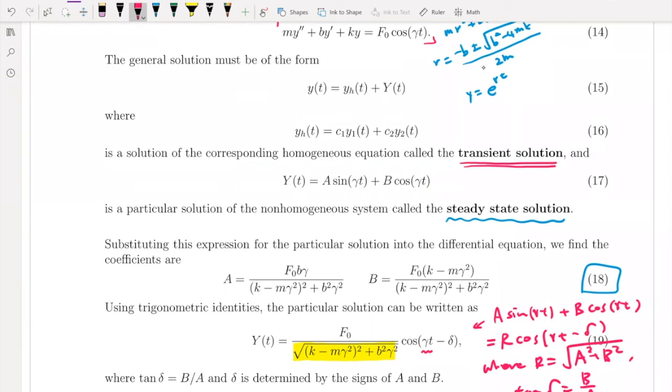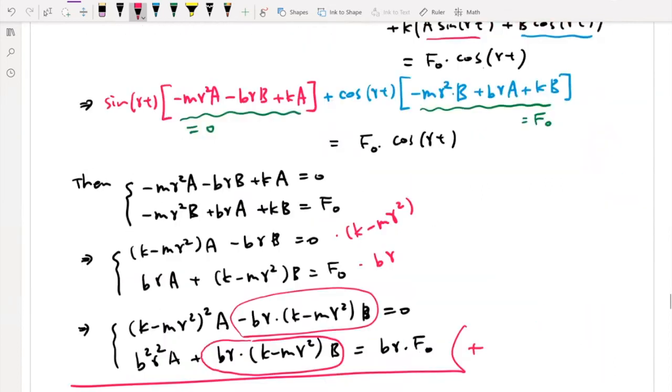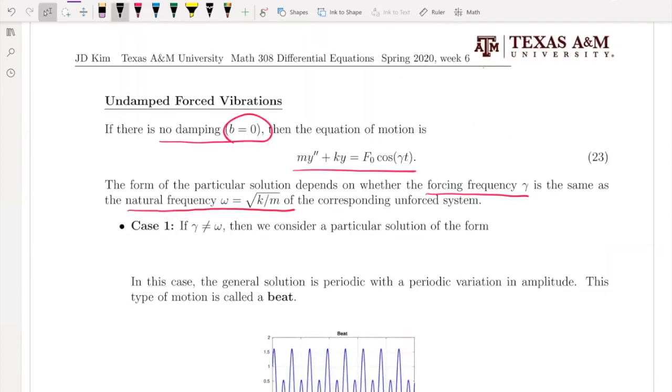From this particular solution, we derived that the particular solution can be written this way, right? But keep in mind it is undamped motion, which means your B is 0. This B is equal to 0. Then your denominator is simply k minus m gamma squared. Let me rewrite this one on our page. Let me come back to the undamped forced vibration form. My particular solution was F0 over k minus m gamma squared times cosine gamma t, right?